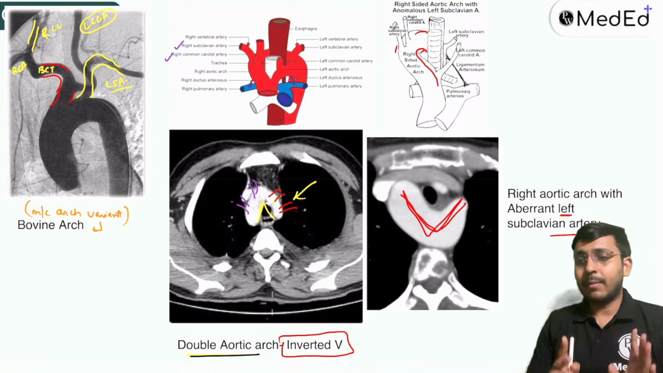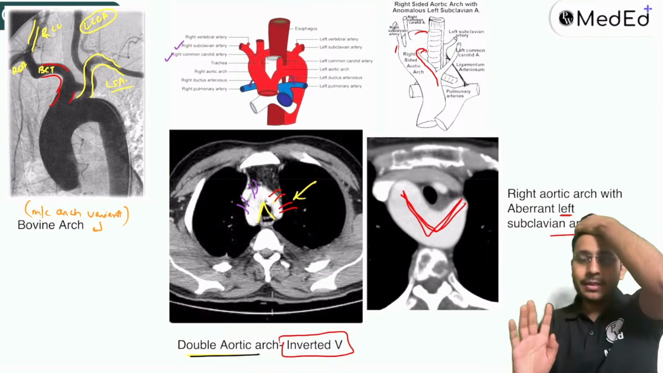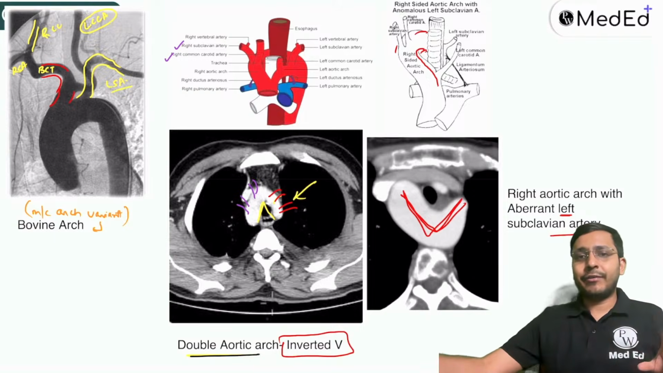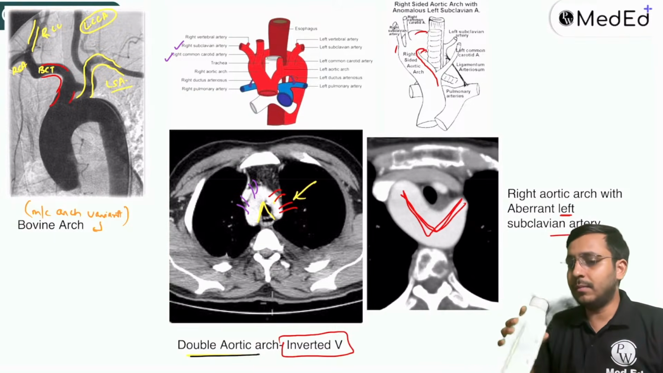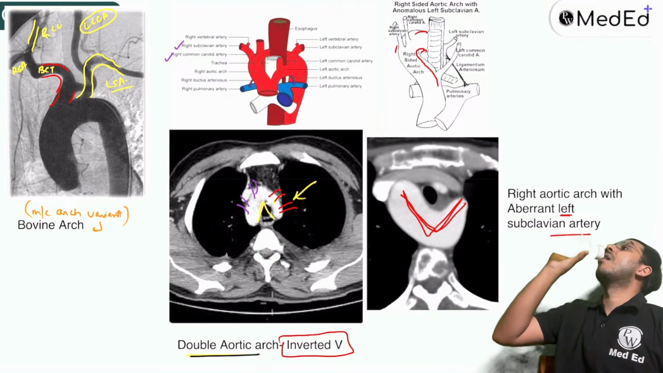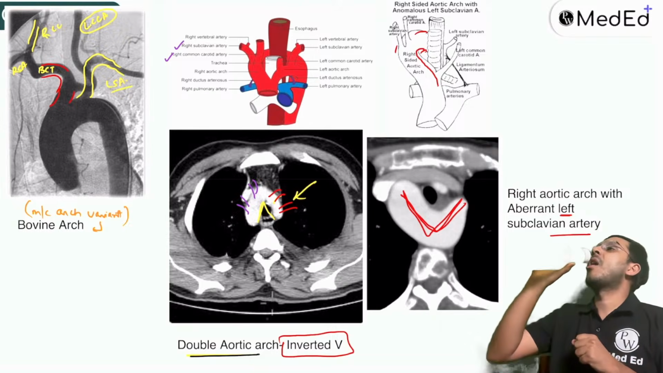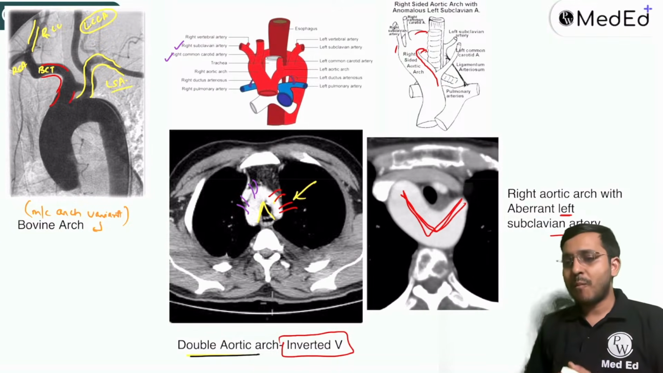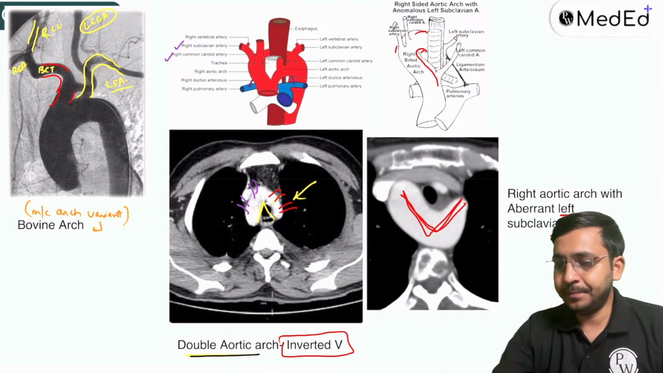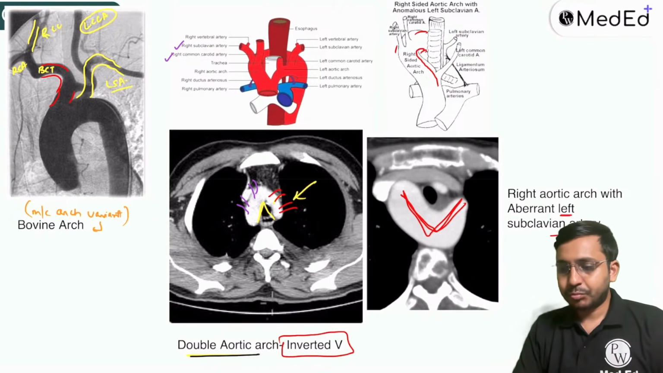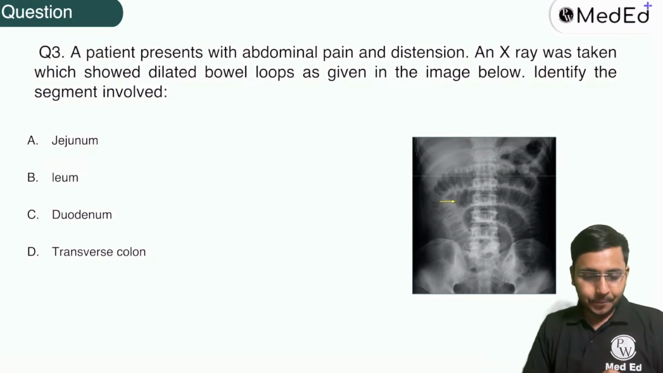Inverted V is double aortic arch. Is double aortic arch. ठीक है? Any problem in this? ठीक है? थोड़ा confusing. It's a little confusing. So first tell me, have you guys understood this or should I repeat? Okay. Chalo. Next question. Sir. Understood? So next question. Thank you, Arpit.